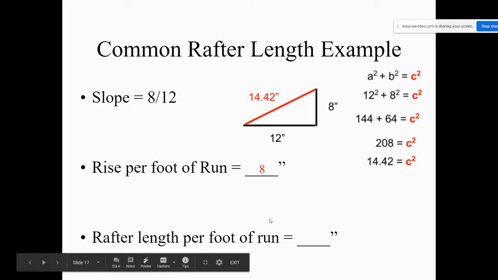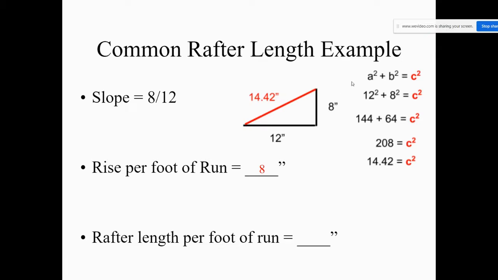The rafter length per foot of run, again, this information, you could just look it up on the framing square, or this is a right triangle. You use the Pythagorean theorem, a squared plus b squared equals c squared, 12 squared plus 8 squared is c squared. You get 208 as c squared, taking the square root, you get 14.42. So 14.42 inches.